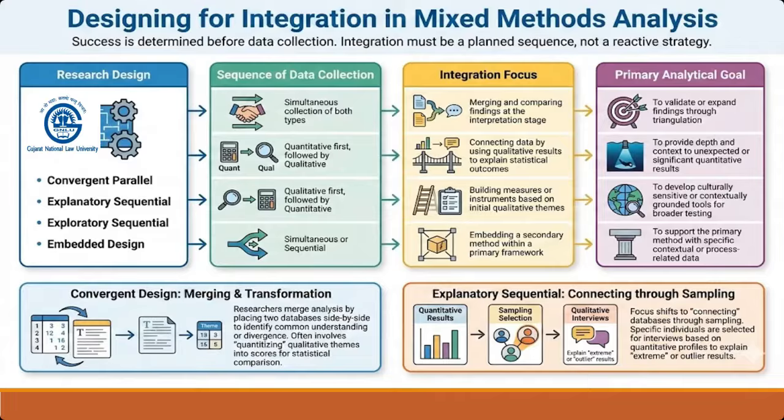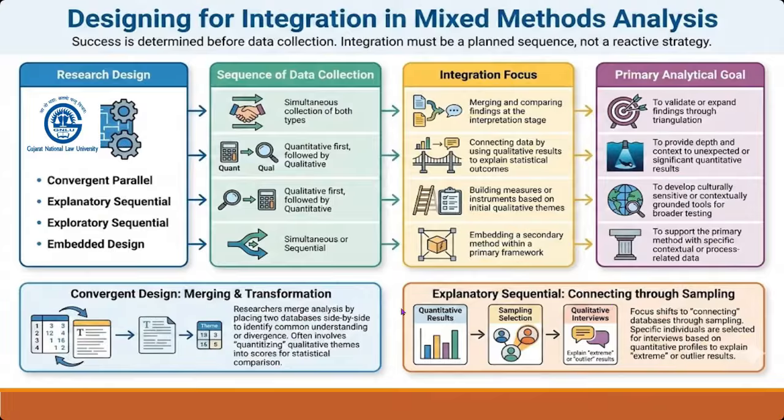What are the different procedures we have? If you're going with the convergent, like a concurrent mixing method, you're going to merge because you have quantitative and qualitative, and you are going to integrate your findings. Researchers merge analysis by placing 2 databases side by side to identify common understanding or divergence, often involving quantizing qualitative themes into scores for a statistical comparison. So as a part of today's session, we are going to have hands-on practice on how you conduct convergent design.